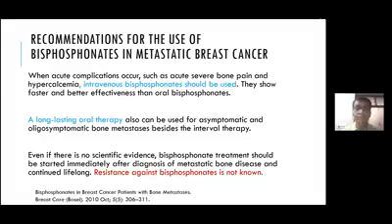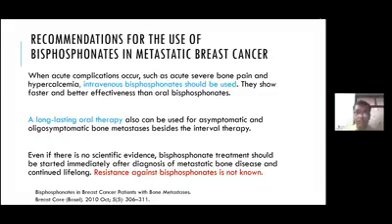When there are acute complications such as acute severe bone pain or hypercalcemia, then intravenous bisphosphonate should be used. They show faster, better effectiveness than oral bisphosphonates. So if there is an acute situation, then we have to use intravenous bisphosphonates. If a long-lasting oral therapy is to be used, then the patient should have asymptomatic or oligosymptomatic bone metastasis.